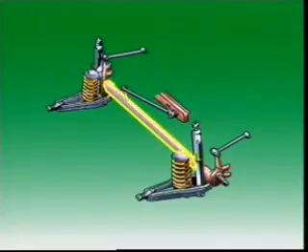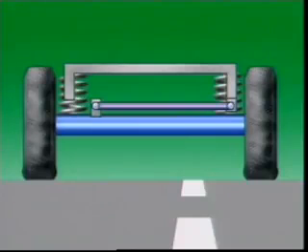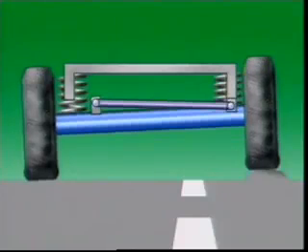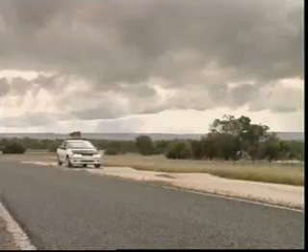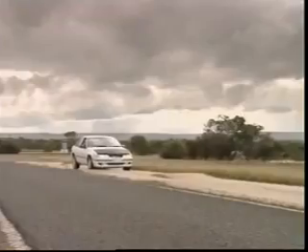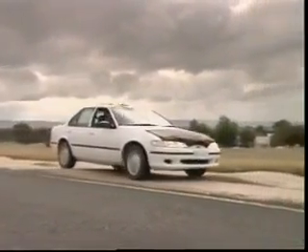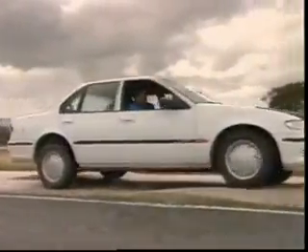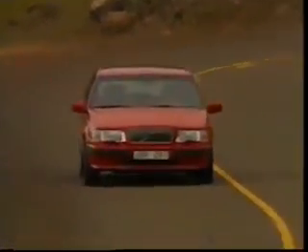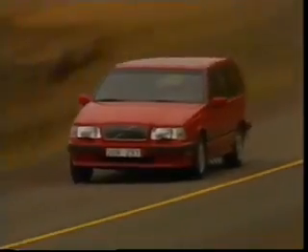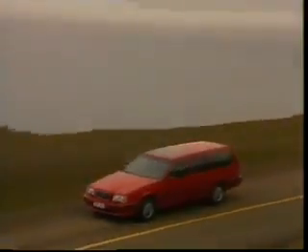Solid or beam axles connect the wheels on each side of the vehicle. This means the movement of a wheel on one side of the vehicle is transferred to the wheel on the other side. With independent suspension, the wheels can move independently of each other, which reduces body movement. This prevents the other wheel being affected by movement of the wheel on the opposite side.